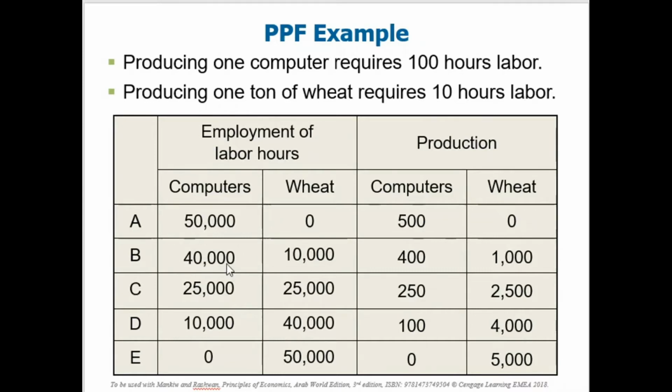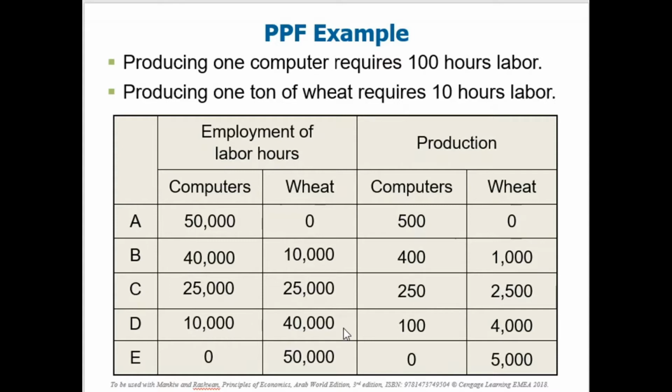But in the second row, we assume that we will use 40,000 hours to produce computers. So how much is left to produce wheat? 10,000. Here 40,000 divided by 100, we have 400 computers. To produce 1 ton of wheat, we need 10 hours, so 10,000 divided by 10 hours, we have 1,000 tons of wheat. But if we want to use half of our labor to produce computers and half to produce wheat, in this case we will have 250 computers and 2,500 tons of wheat.